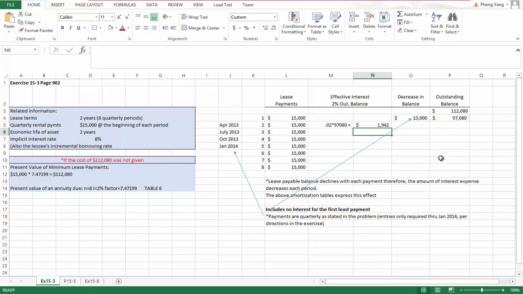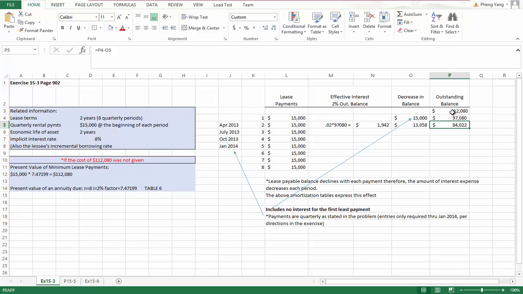Okay. My interest is going to be $1,942 for that second period. My decrease in my balance, okay, it's going to be 13,058, and then for my outstanding balance, I'm going to take the 97,080 minus this decrease in my balance of 13,058, and then my outstanding balance will be $84,022.